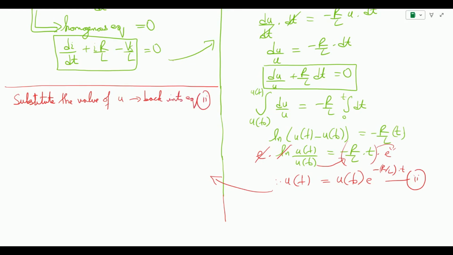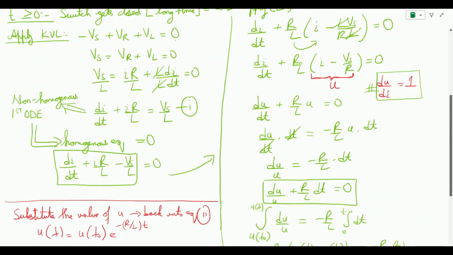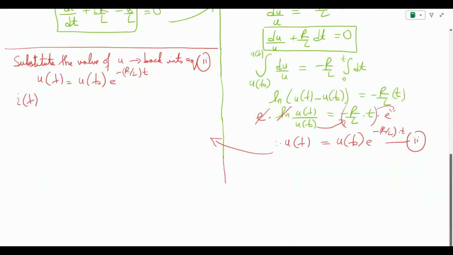So if the equation was u of t equals u of t naught e raised to power minus r by l into t, so we know that u of t will become I of t, as this is the equation, I minus vs by r. So I of t minus vs by r equals u of t naught, which basically means at time instance of 0, so it is going to be a 0 value. So I can say it will be I of naught minus vs by r, and you multiply it by e raised to power minus r by l into t.